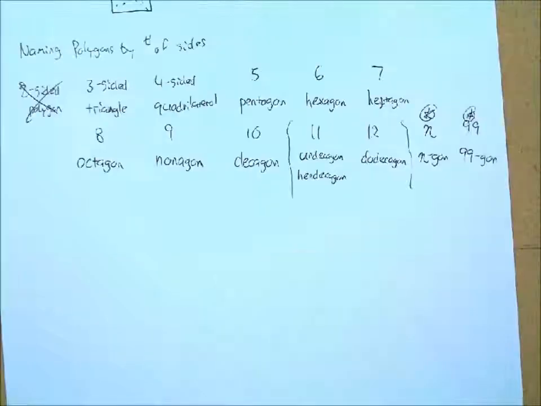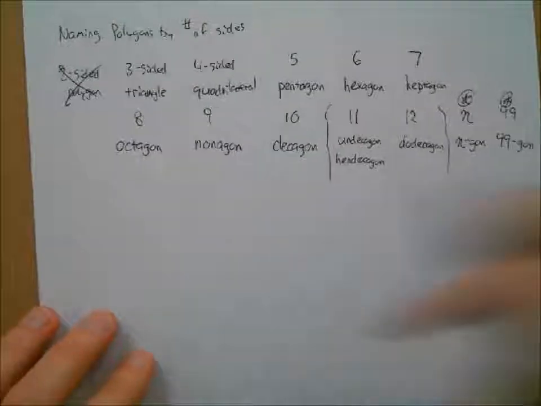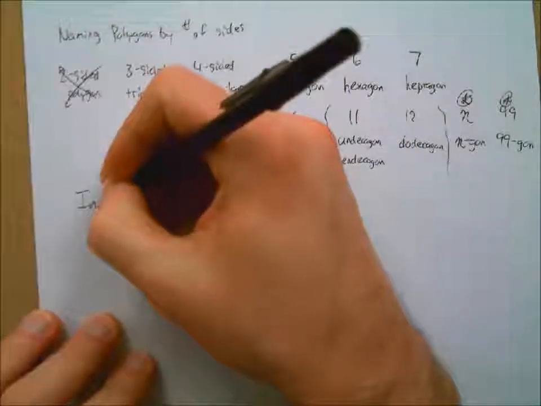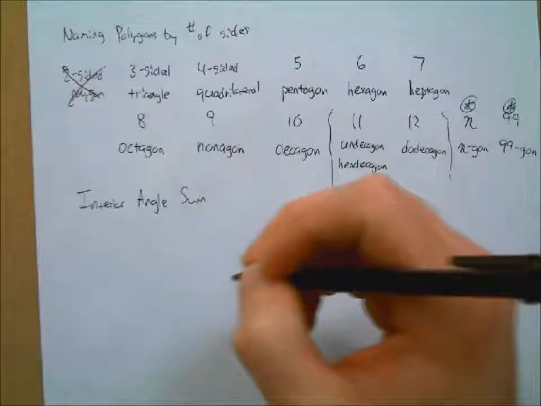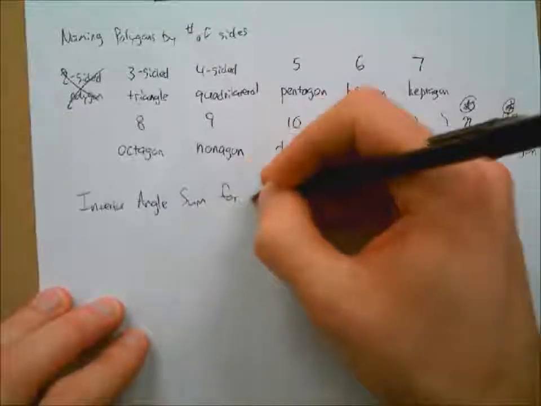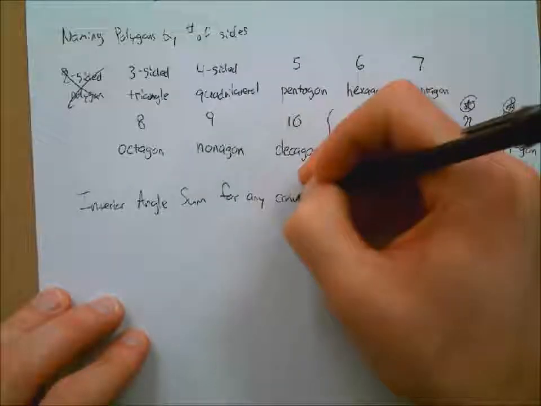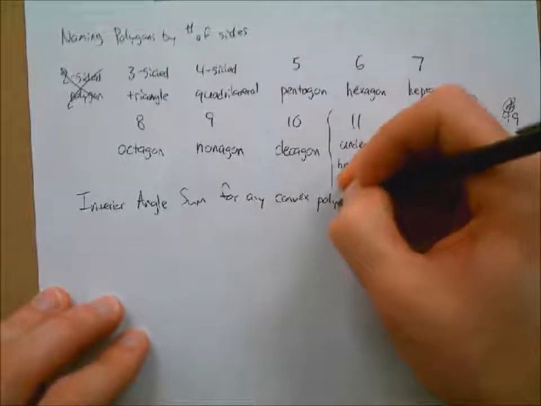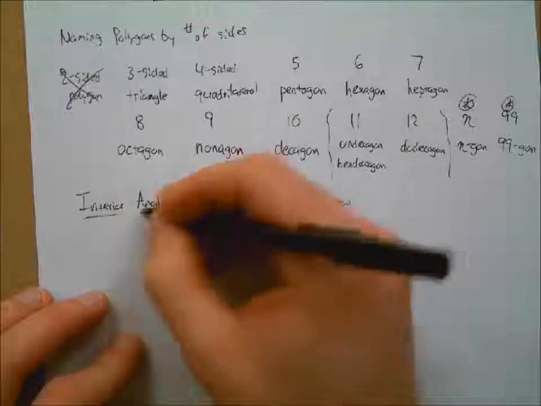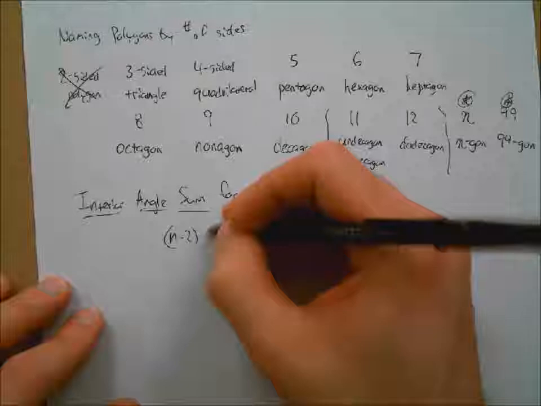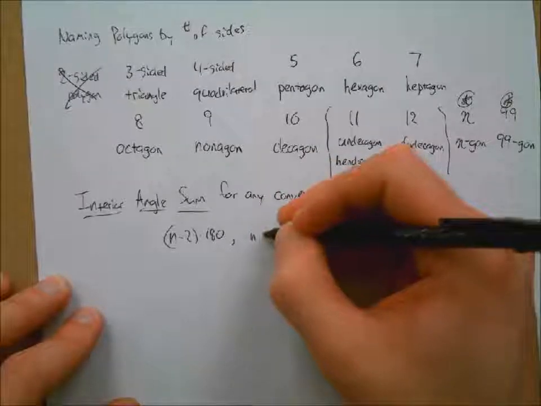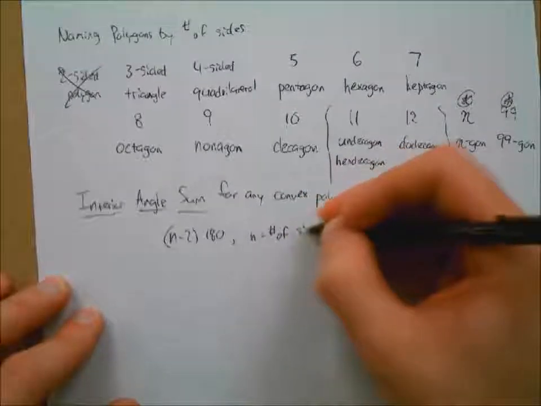Okay, so finishing up here then, the interior angle sum for any convex polygon, right? Concave, all bets are off. N minus 2 times 180. N is the number of sides.